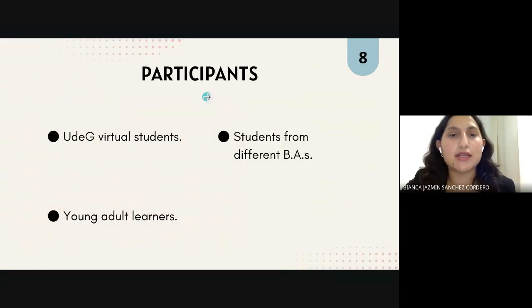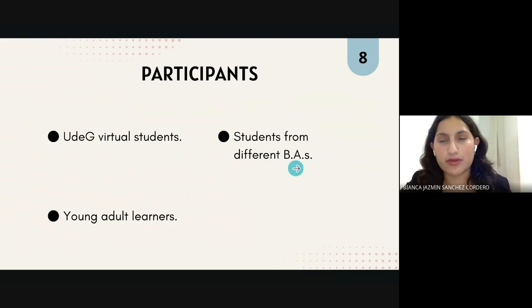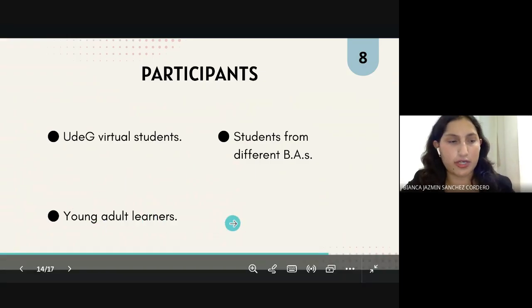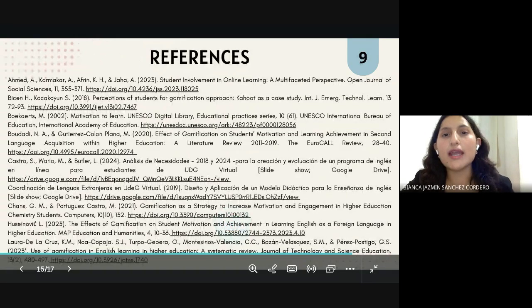Then the participants. The profile is that they are UDG virtual students, and these students are from different bachelor's degrees that are offered in this institution, and most of them are young adult learners that are around their 20s. Here are some of the references.